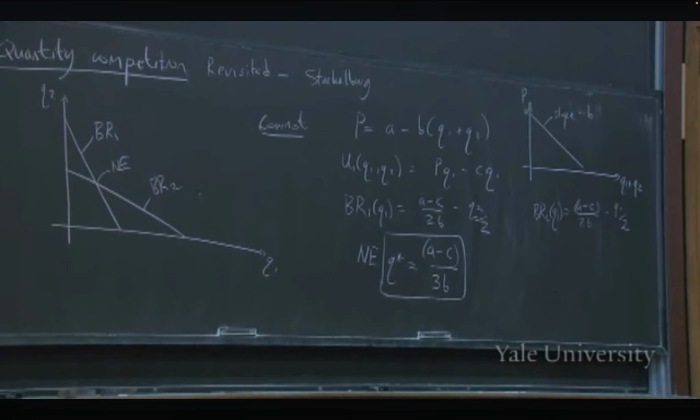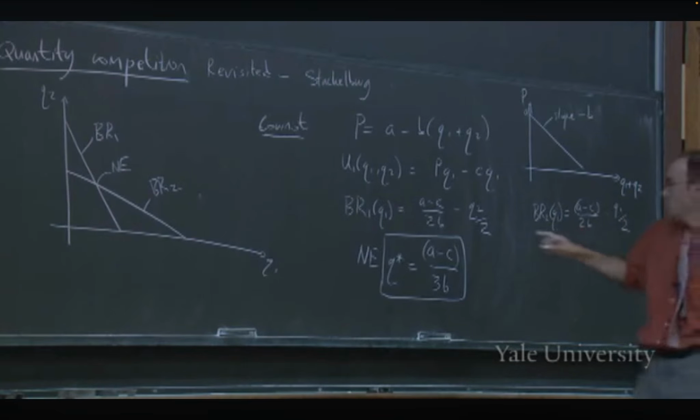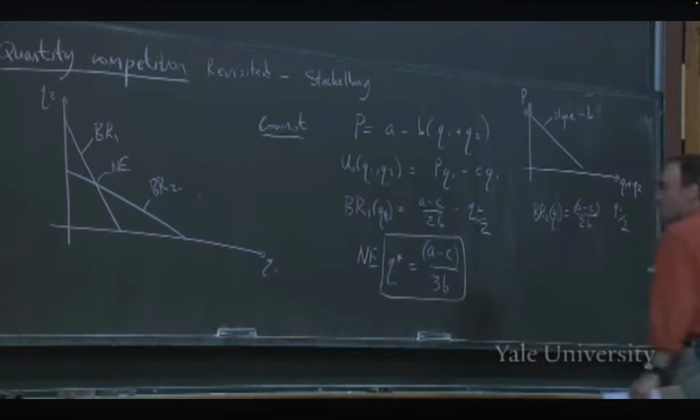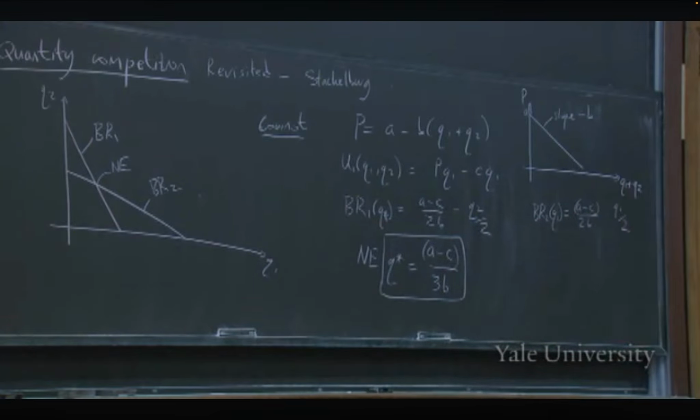Have I made a mistake? Thank you. Best response for firm 1 is a function of Q2, exactly. Thanks, Jake. All right, so this is all stuff we did before.